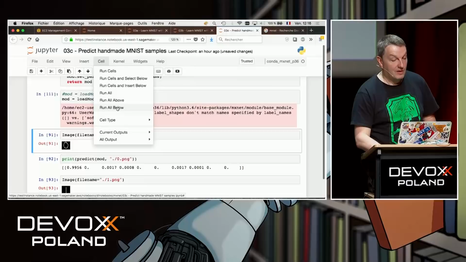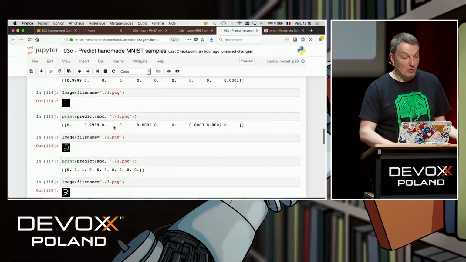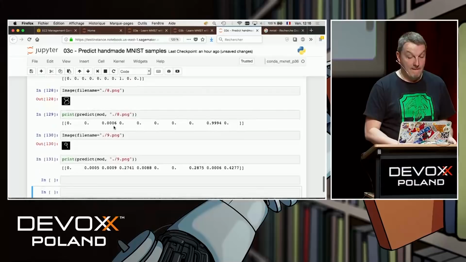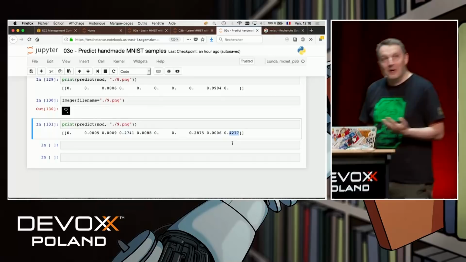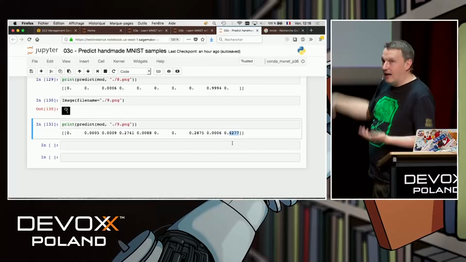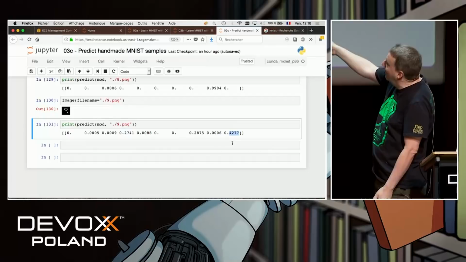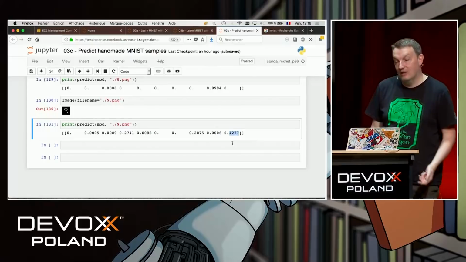So 0, 1, 2, 3, they all look very good. 6, 7, 8. What about 9? So, is this the highest now? Yes, it's the highest. It's still not great, right? Which is a tribute to my ugly 9 here. It's still not great, but it's the highest. Okay, so if I had to decide which digit this is, I would say it's a 9. Not super sure about it, but if I have to make a guess, I'll tell you it's a 9, okay?